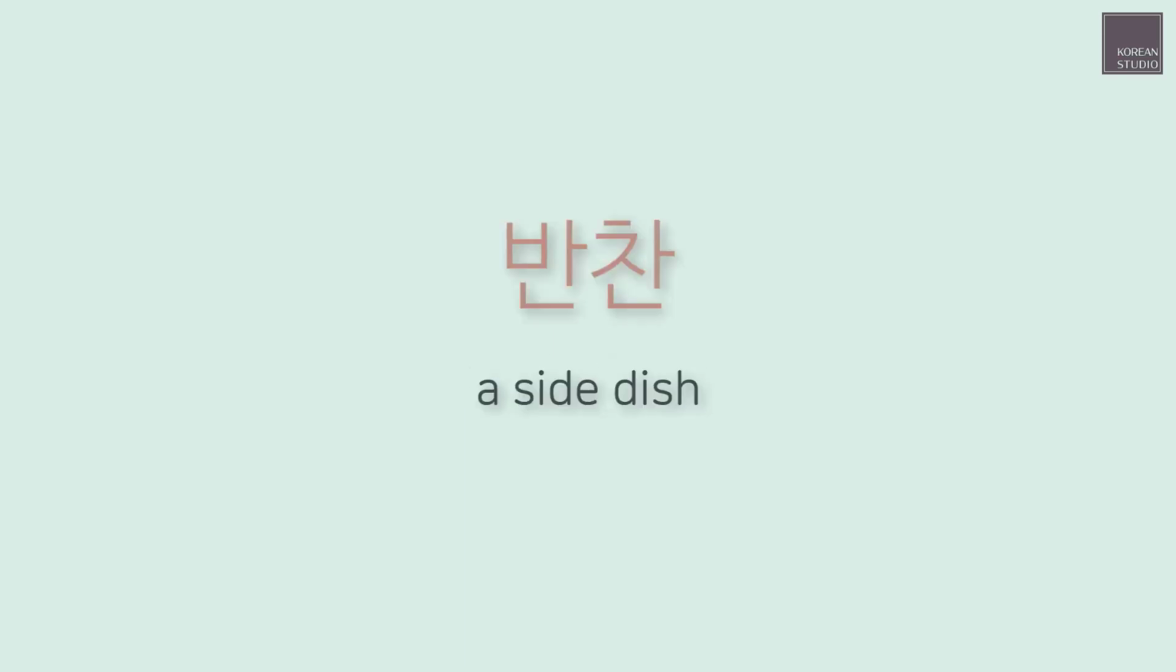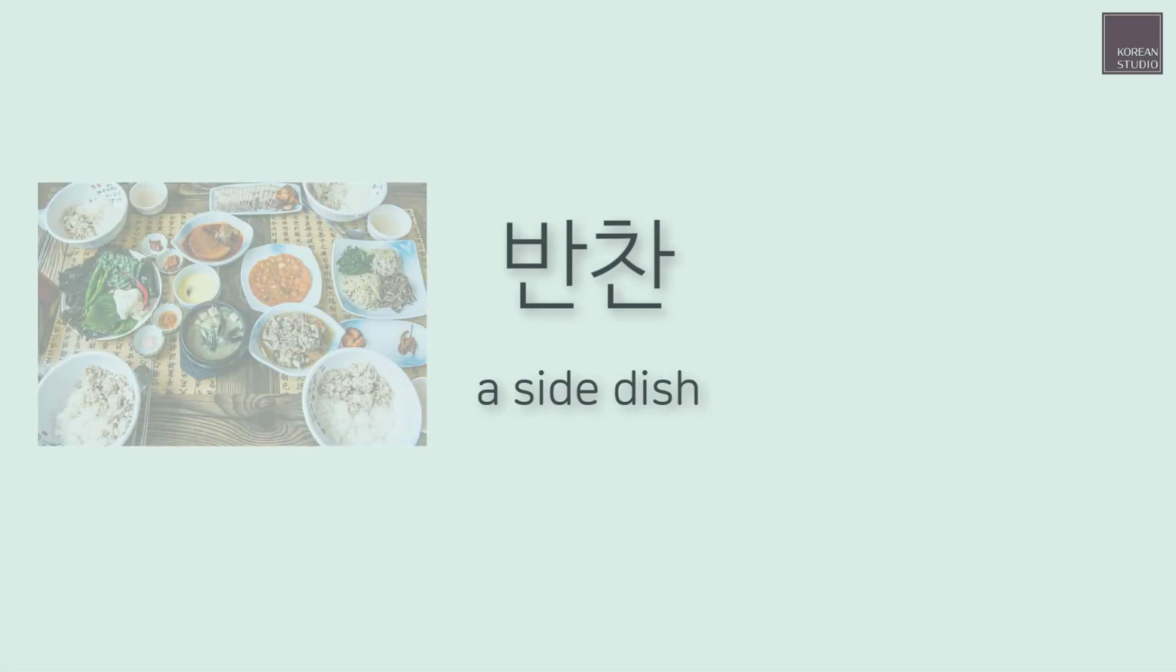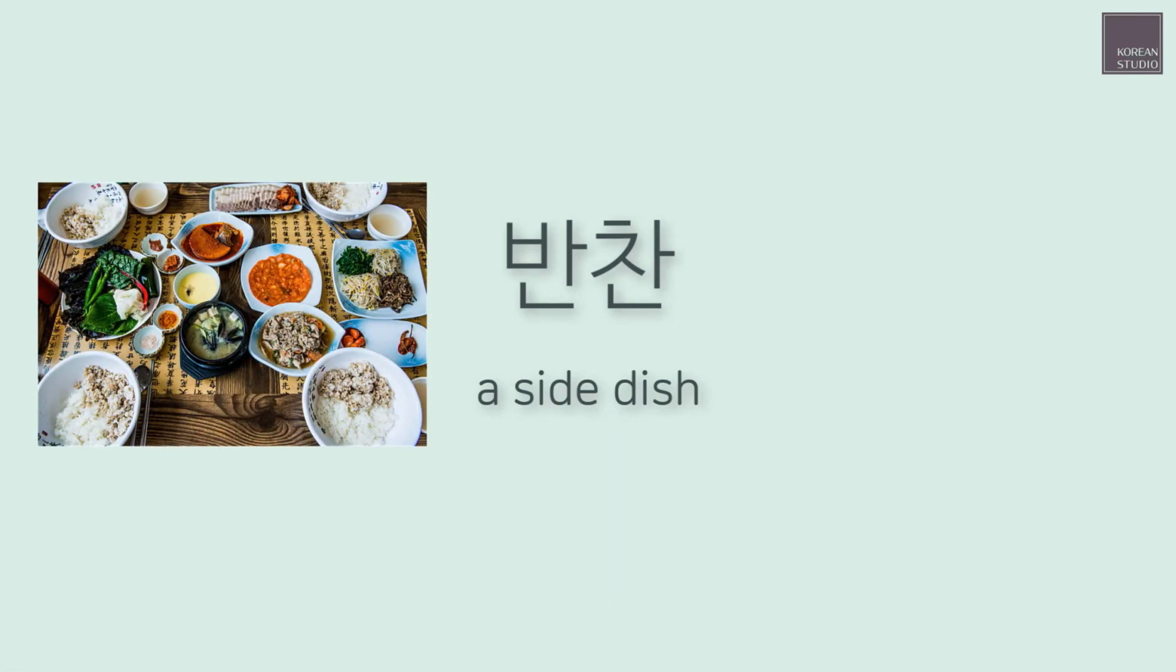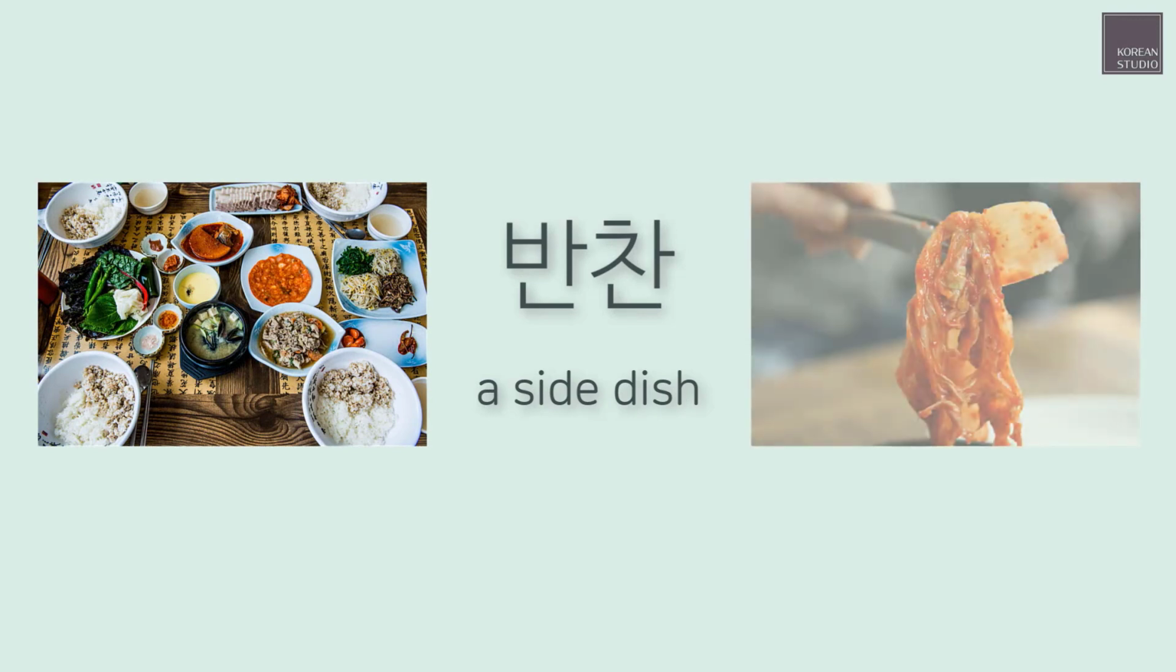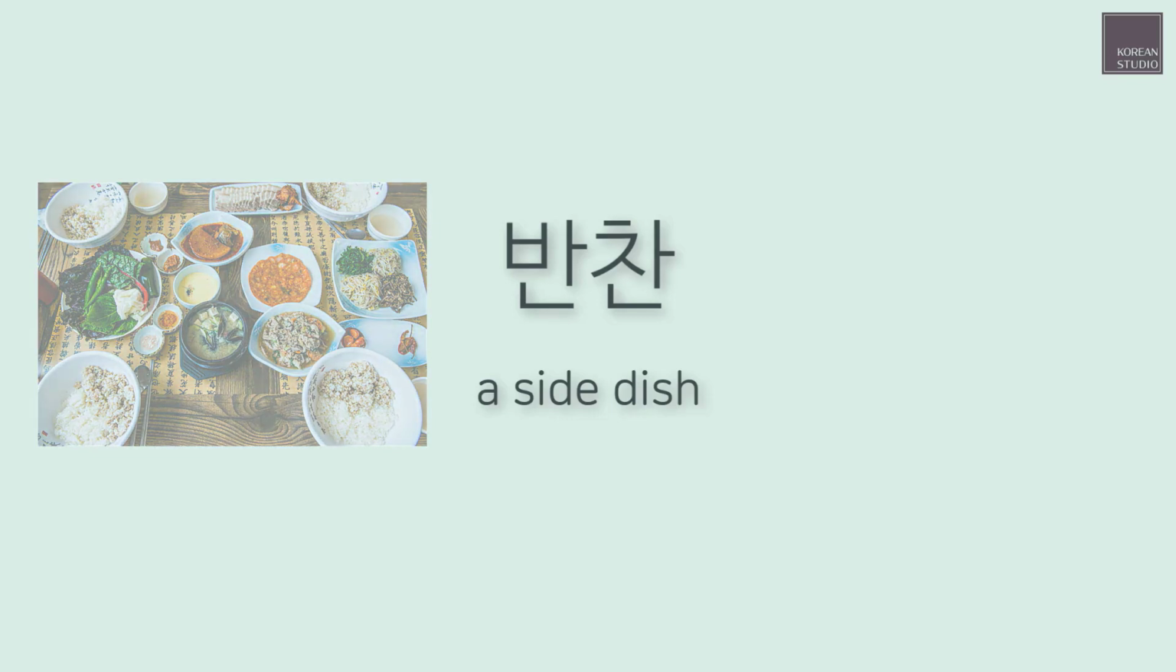Now, the next word is a side dish, and this in Korean is 반찬. Repeat after me. 반찬. A Korean dining table is made up of numerous banchan. The most common one is, of course, kimchi. But a typical home meal will have anywhere between 3 to maybe 7 types of banchan. And during special meals, it's common to have more than 10 banchan on the dining table.